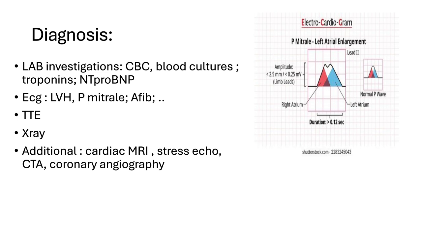We can do also an X-ray to check for the presence of pulmonary edema and to rule out other causes of dyspnea like pulmonic causes, and to check for cardiac remodeling changes like left atrial enlargement. We can see some calcifications present. Additional tests include cardiac MRI. It's used mainly for suspected cardiomyopathy.